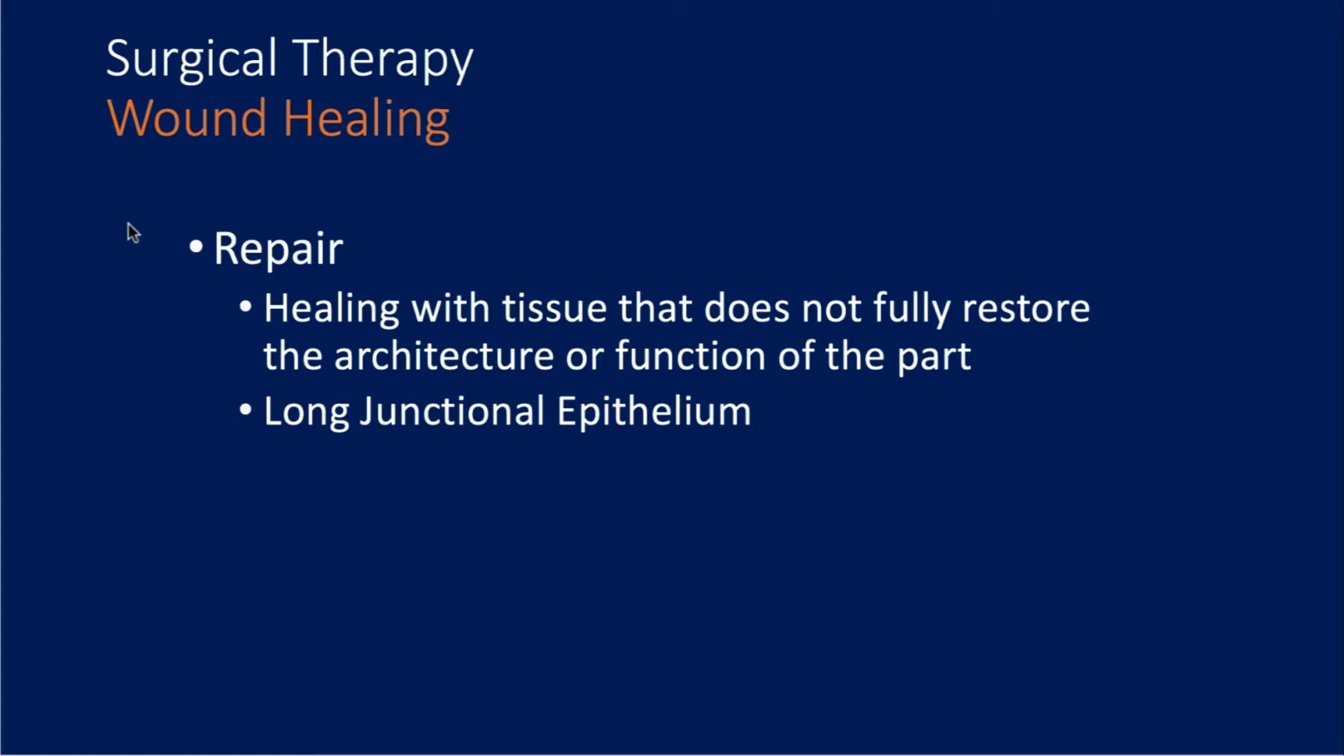Repair is simply healing with a tissue that does not fully restore the architecture or function of the part. In this instance, think long junctional epithelium, which is the type of healing, as we said, occurs following scaling and root planing and open flap debridement.